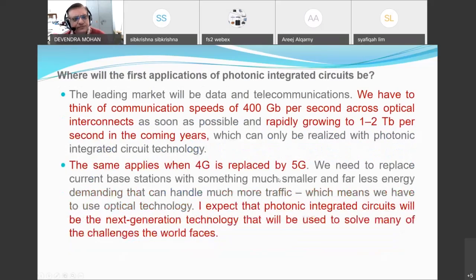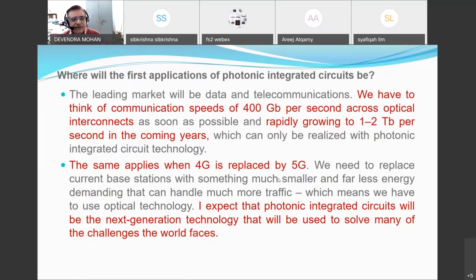So where will the first application of photonic integrated circuits be then? The first application we can see is, of course, in communication. Think of communication speeds. Now we need to increase the speeds of 400 GB per second across optical interconnects as soon as possible, rapidly growing to 1 to 2 terabytes per second in the coming years, which can only be realized with photonic integrated circuit technology.